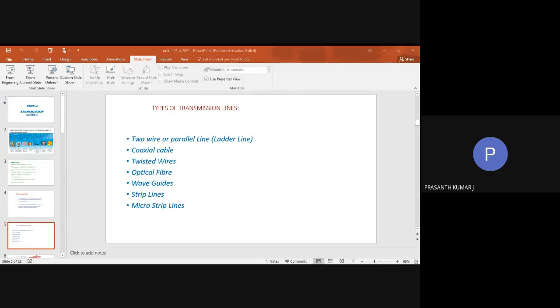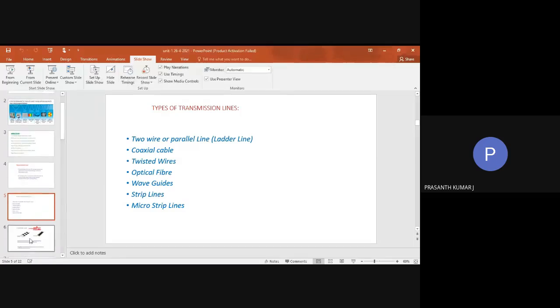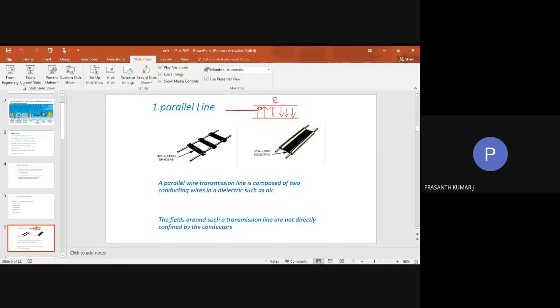So if he is asking for 3 marks, what are the types of transmission lines, you can just write these 7 types of transmission lines. If he is asking for 7 marks, explain types of transmission lines, you have to explain in detail. So first one is parallel line.